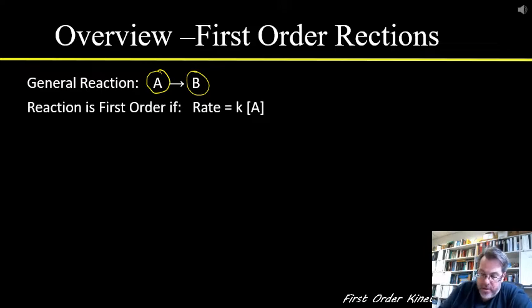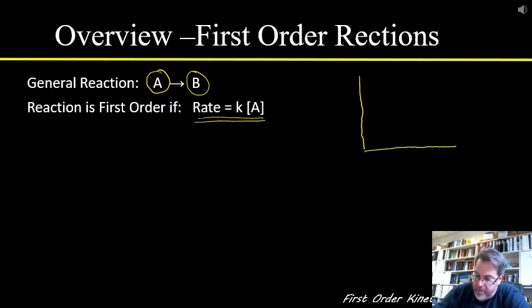Okay, so for any reaction in which A goes to B, first order reactions are those for which the rate obeys this simple law. Rate equals some constant, which we call the rate constant, times the concentration of A. We talked about these when we were talking about rate laws initially a little while back. And what this means is that the rate is directly proportional to the concentration.